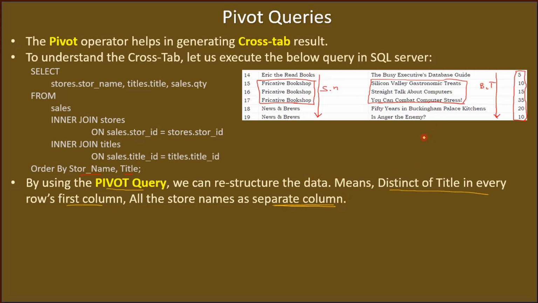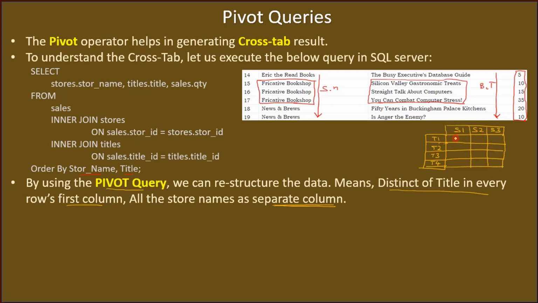If you see, we will display the titles T1, T2, T3, T4, and these are all the distinct titles. Then store names S1, S2, and S3.